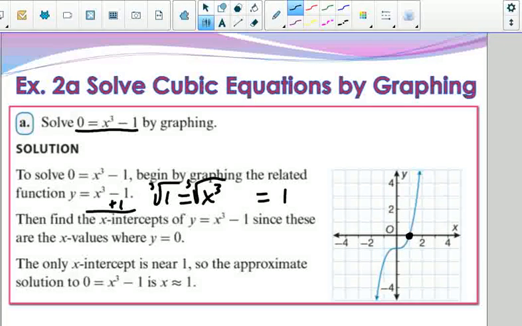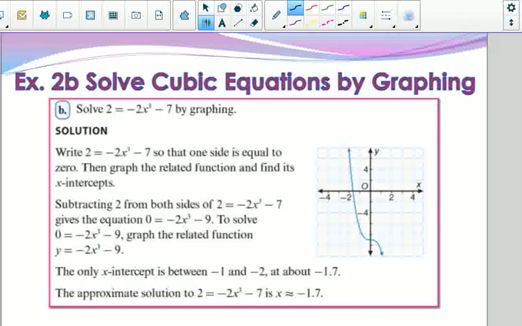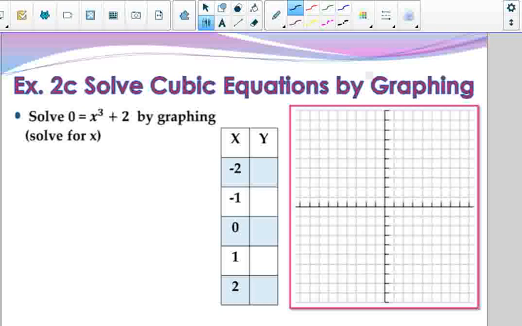Okay, so let's look at an example ourselves. This one you can also use as an example. They go step by step on how to solve one of those. Here you can see that it's not exactly a whole number, so you would do the same thing like I just did: everything to one side, and then find the cube root. So let's try this one ourselves. Solve 0 equals x cubed plus 2 by graphing and solve for x.